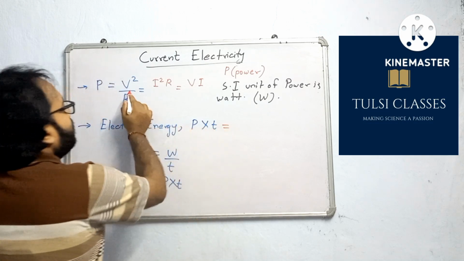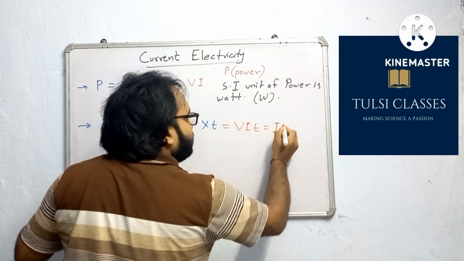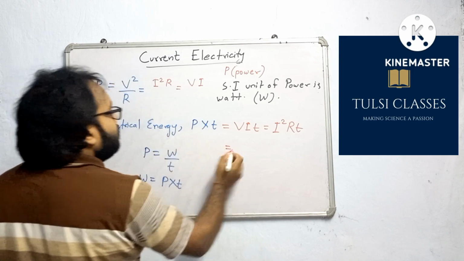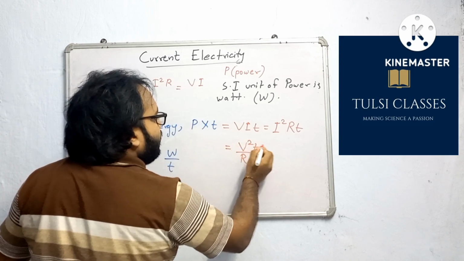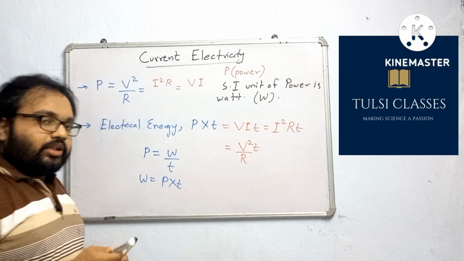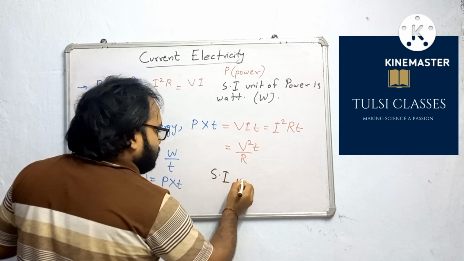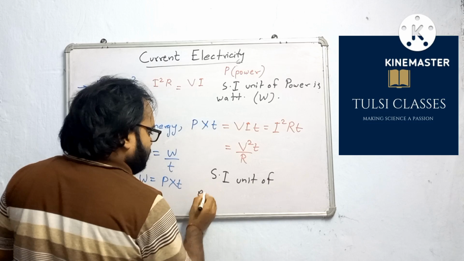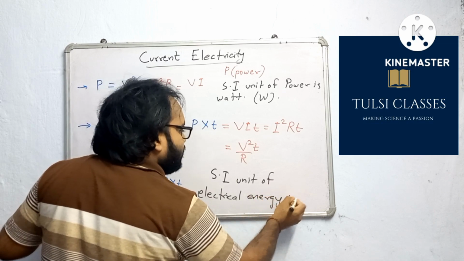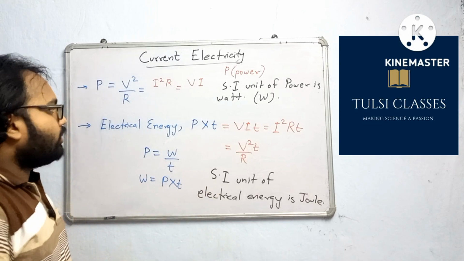Electrical energy is equal to VIT, or I square RT, or V square by R into T. All these are formulas; we have simply multiplied power by time. And the SI unit of electrical energy is joule, capital J. Electrical energy is nothing but one kind of energy only.